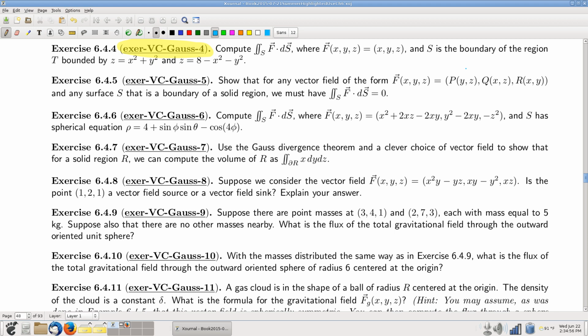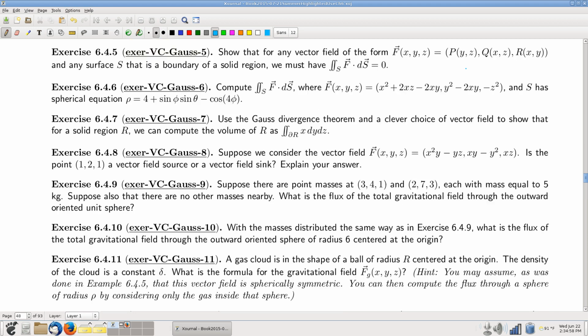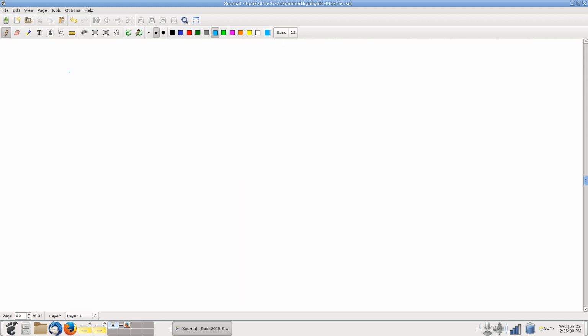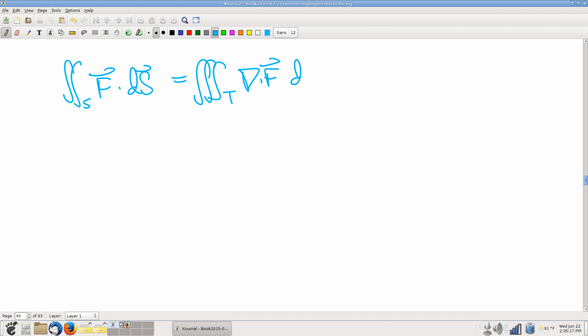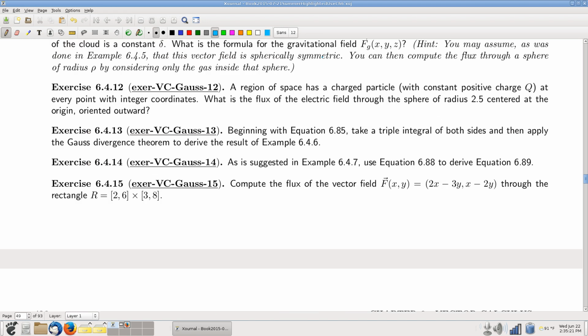S is the boundary of T, and so the flux through S is the triple integral over the region T of the divergence of F. There's Gauss's divergence theorem. Yeah? Okay.